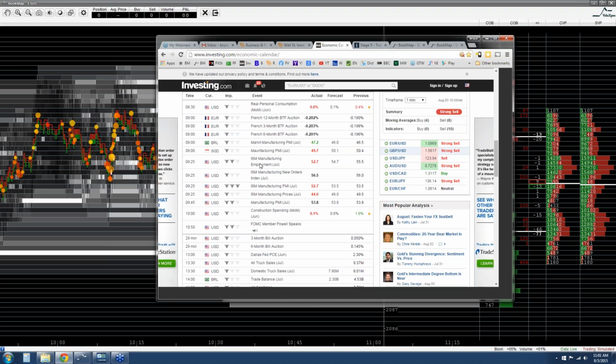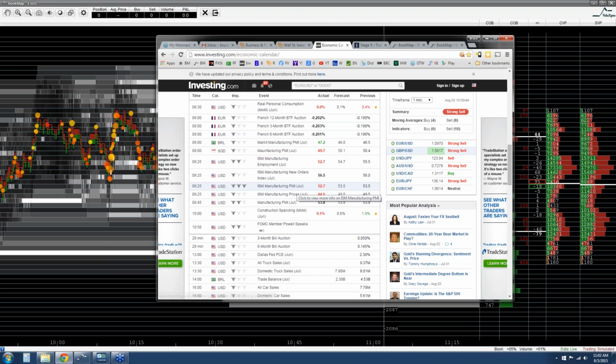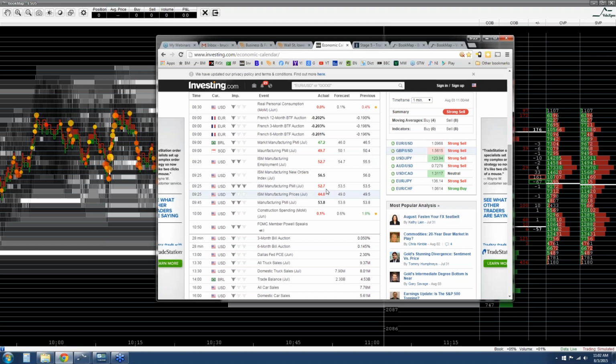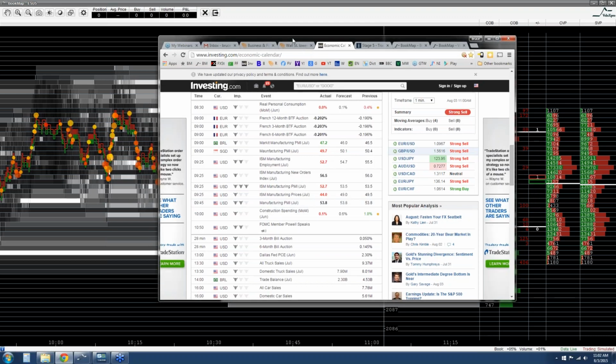Taking a look here, earlier today we had the ISM manufacturing PMI number out of the US, and it came in at less than expected at 52.7 versus 53.5. So we're off already to the negative side, and we can see that reflected in price action.